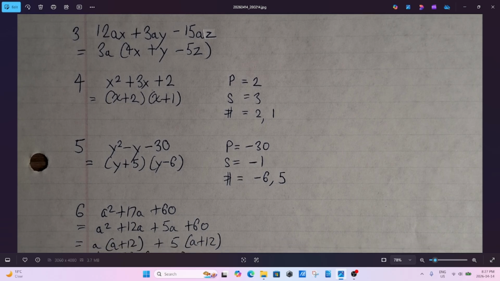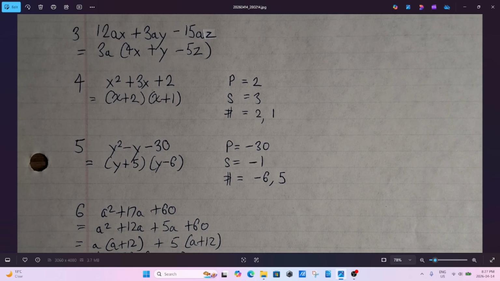Question 3, 12ax plus 3ay minus 15az. We can factor out 3a, which is common to all three terms. Question 4, x squared plus 3x plus 2. The product has to be 2 and the sum has to be 3. So the numbers are 2 and 1. So the answer is x plus 2 times x plus 1.